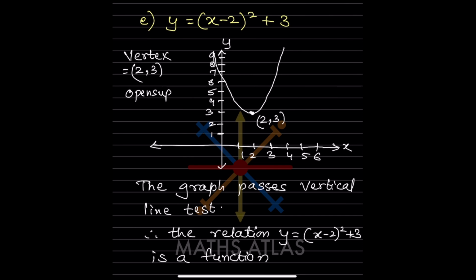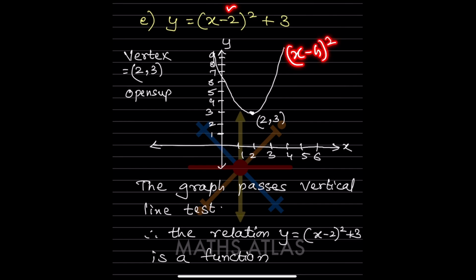Now for this one, see here, it is given y is equal to x minus 2 whole bracket square plus 3. So plus 3 means this is actually the y-intercept. And the vertex, whenever you have this form, this is h, correct? And this is going to be k. So we have in the formula x minus h whole bracket square plus y minus k whole bracket square is equal to r square.